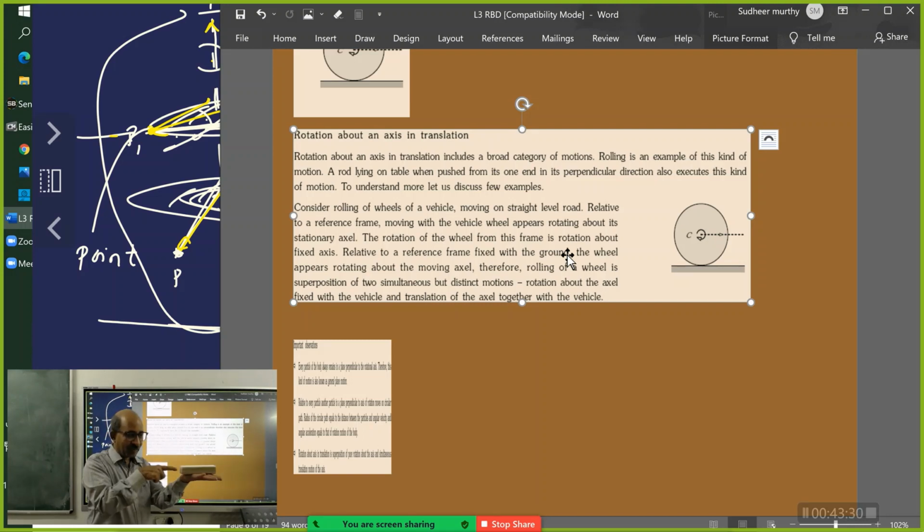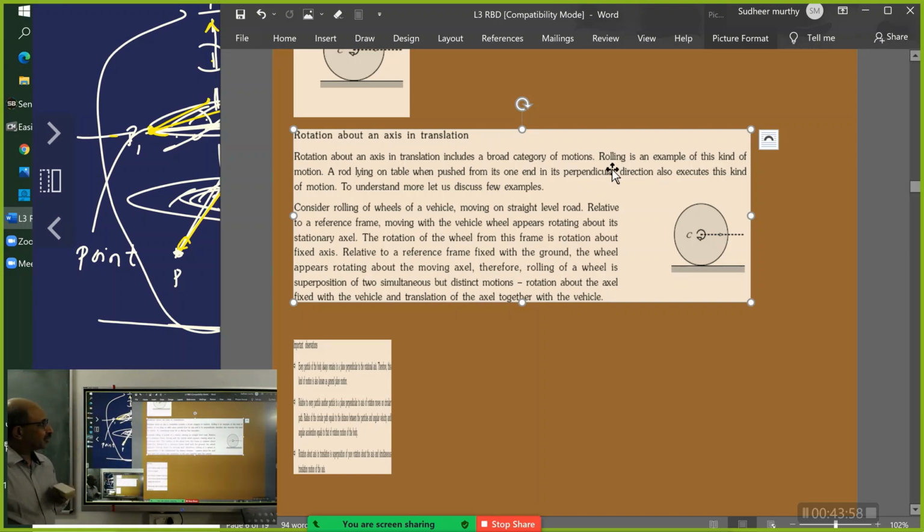Now suppose I am hitting it along the axis. I have already explained this: the line of action of the force is passing through the center of mass. So this will only translate. If I do it like this, again it is translating. But now if my finger is perpendicular to this, see here. Now what happened? This moved and also rotated.